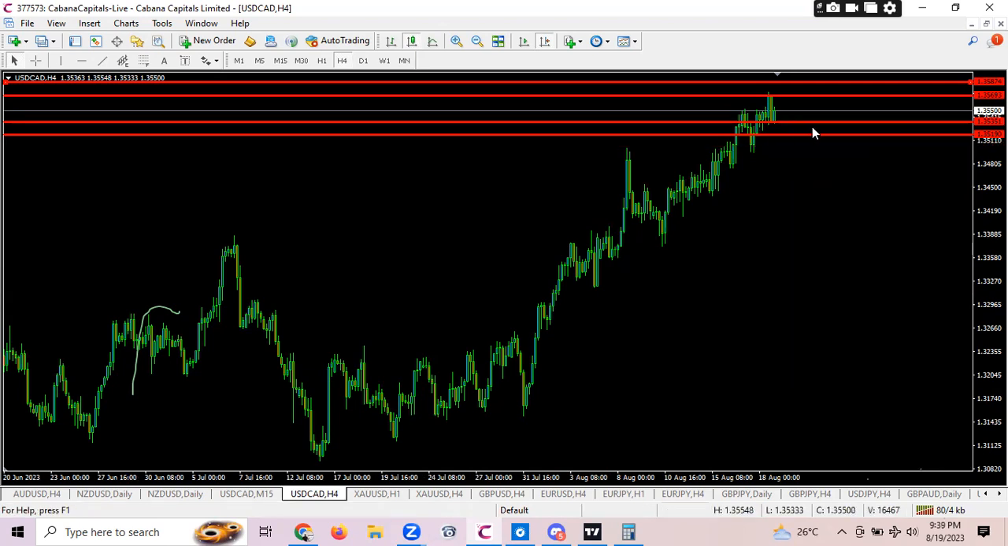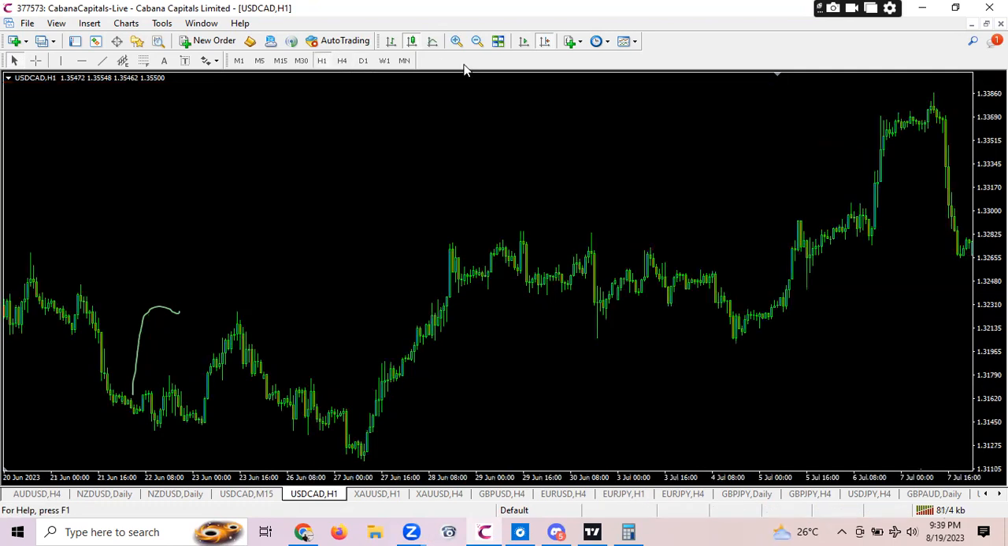So we have our demand zone, or you call it your support zone, and we have our resistance zone. If you are considering buying, you wait for price to break the resistance zone. If you are considering selling, like me, I'm considering selling USD CAD this coming week, you should wait for a bearish candle to close below this support zone. Okay, let's go to 1 hour.